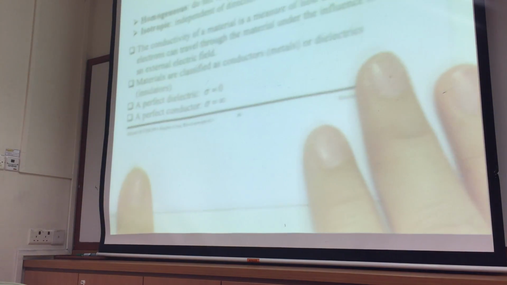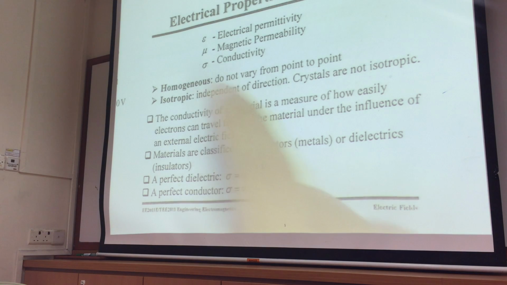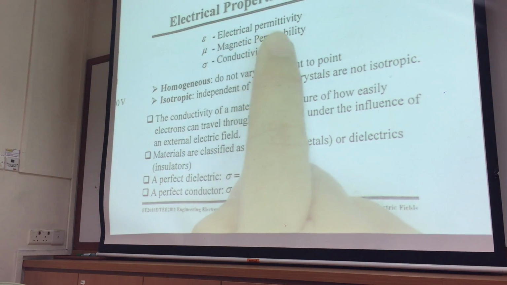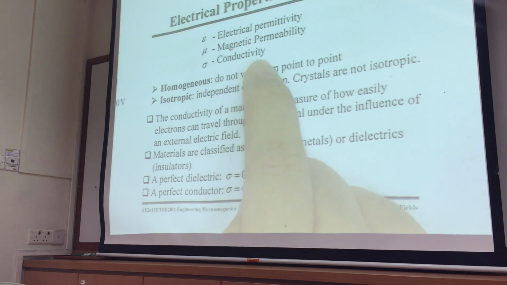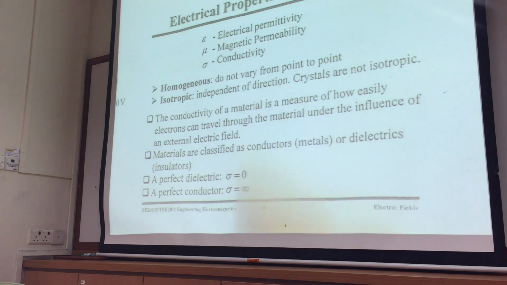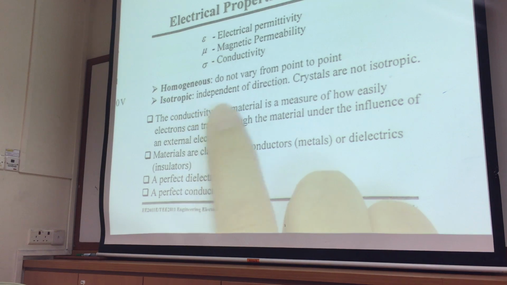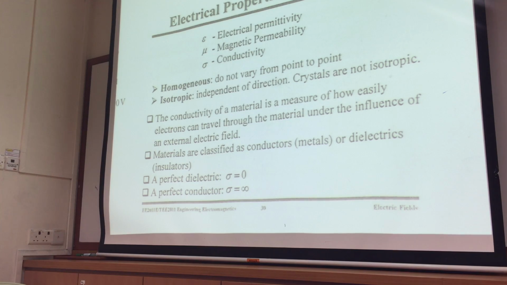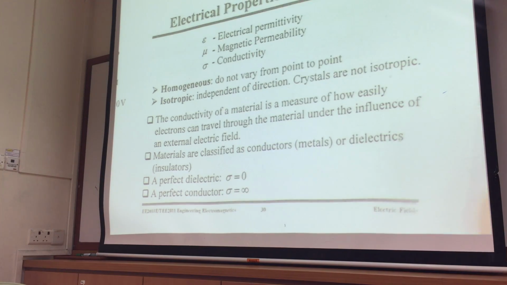And then electric potential of materials. This I remembered. I said epsilon, mu, permeability, permittivity, and this is conductivity, right? Homogeneous means do not vary from point to point. That means if a material is homogeneous, then the property of the material doesn't change along the distance or along the position. Isotropic means independent of direction. Crystals are not isotropic. I don't think this is going to be tested. No.